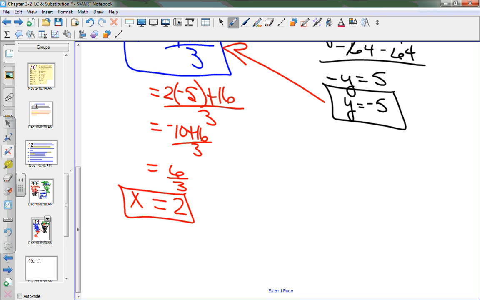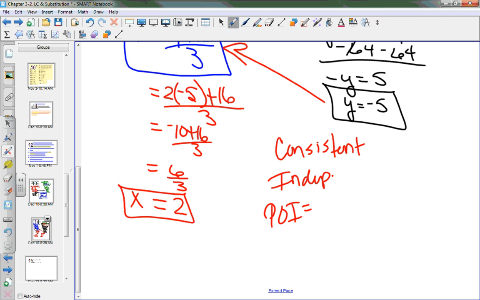So now, my question is this consistent or inconsistent? Consistent means that they cross, and clearly they're going to cross. Is it independent or dependent? Independent, because why? Because there's only one point of intersection. What is my POI? 2 comma negative 5.